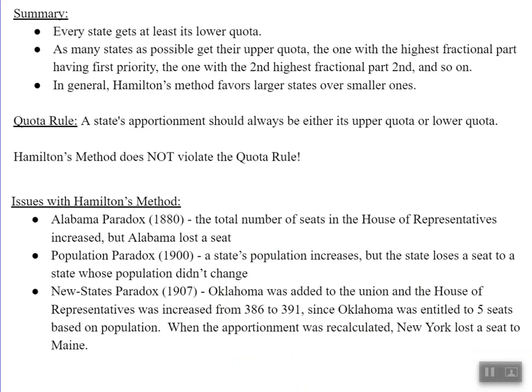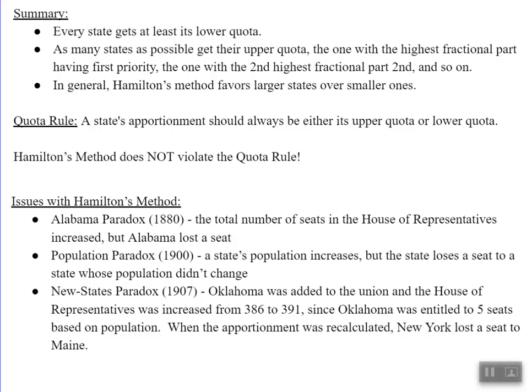Now, throughout history, there have been a variety of issues with Hamilton's method. You don't need to know all of these paradoxes, but I'm just going to run through them real quick. First was the Alabama paradox. In 1880, the Congress decided to increase the total number of seats in the House of Representatives, but when they did the math, Alabama ended up losing a seat. So that's the Alabama paradox. If you increase the total number of seats, someone could end up losing a seat.